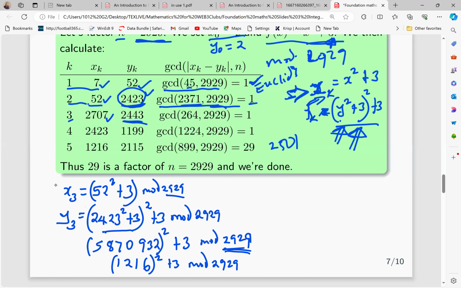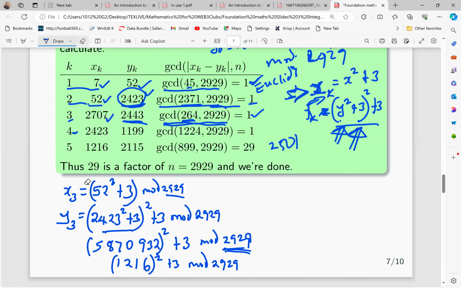This is Y3. Subtract X3 from it. X3 is 2707. And take the absolute value: you take the positive and ignore the negative. So what I have is 264. Find this GCD. I found it to be 1 using the Euclidean algorithm. That means, again, we have to proceed and find X4 and Y4.